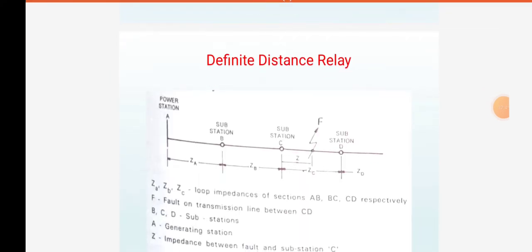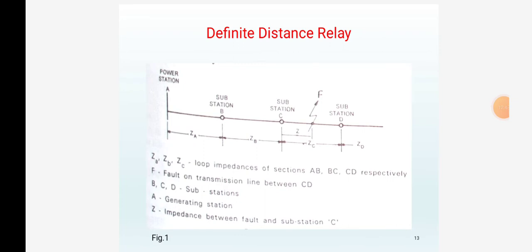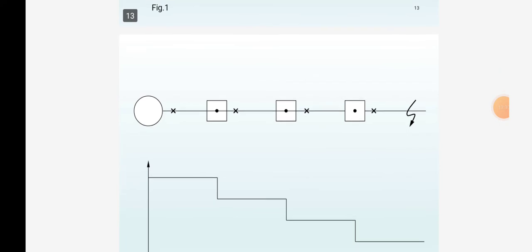Now the definite distance relay. In the power station, it will be connected to substation A, substation B and substation C, that is B, C, D. Here the impedances are ZA, ZB, ZC and ZD. The fault will occur between substation C and substation D. ZA, ZB, ZC are the loop impedances of sections AB, BC and CD respectively. F is the fault on the transmission line between C and D. B, C, D are substations, A is the generating station, and Z is the impedance between the fault and substation C. So this is the time distance relay, with a power station, substations A, B and C. It has the fault.